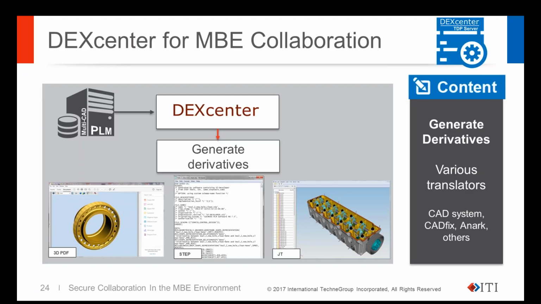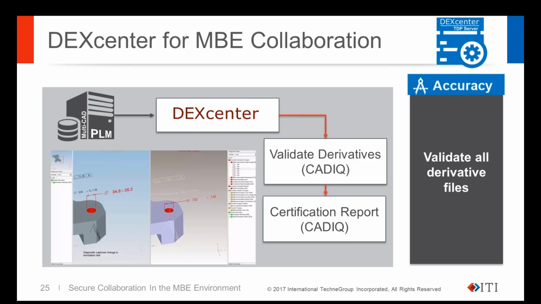And then, of course, validating those derivatives. Again, it's important that all the derivatives are accurate. If you send a derivative to someone to work with and it's not accurate, in this case, if you're trying to inspect this part, you're going to find out it doesn't match because the annotation is different. So we can, again, generate that automatically.